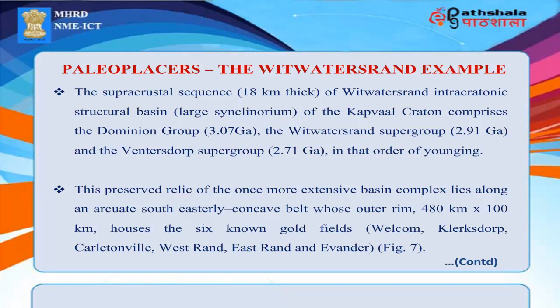The supracrustal sequence, about 18 km thick, of the Witwatersrand intracratonic structural basin of the Kaapvaal Craton comprises the Dominion Group, the Witwatersrand Supergroup, and the Ventersdorp Supergroup in that order of younging. This preserved relic of the once more extensive basin complex lies along an arcuate southeasterly concave belt whose outer margin, 480 km by 100 km, houses the 6 known gold fields, as shown in figure 7.